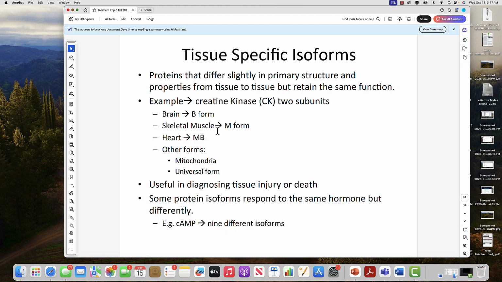It just operates differently. So the creatine kinase that we see in the brain has the same function in the heart, but it operates differently in the tissue. Cyclic AMP is another example, right? Some protein isoforms respond to the same hormone but differently. Cyclic AMP has 9 different isoforms.